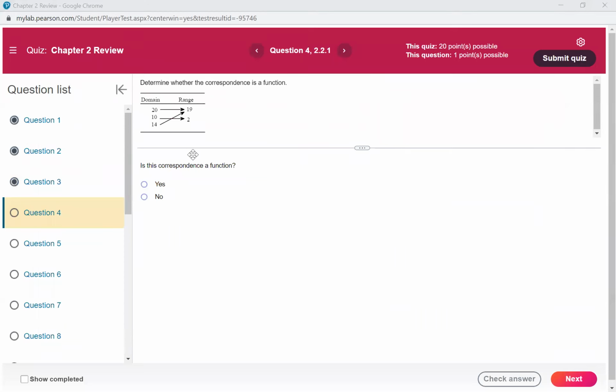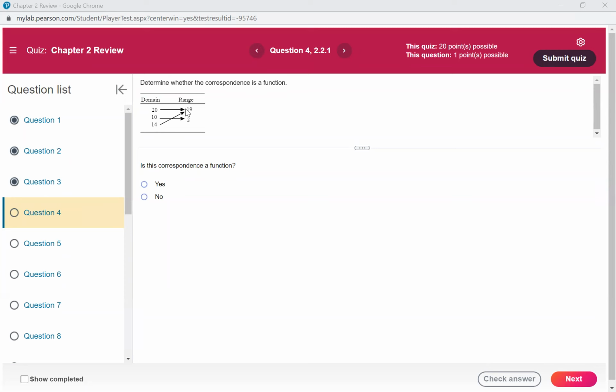All right, so they want to know, is this correspondence a function? Remember, if this is a function, every number in the domain can only point to one range value. So let's look at it. The 20 only goes to the 19. The 10 only goes to the 2. The 14 only goes to the 19.